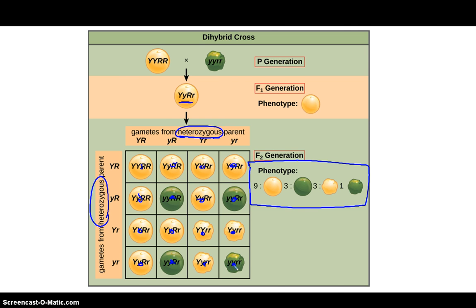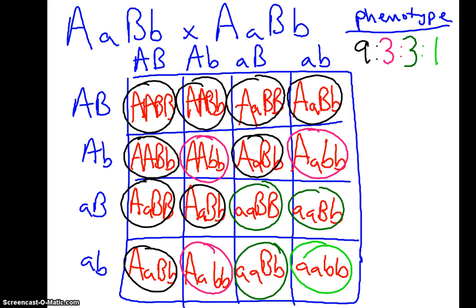So 9-to-3-to-3-to-1. We can look at the same thing in my own writing, if you can make this out. I'm not going to have you do out a full Punnett square, but just look: if we do a completely heterozygous dihybrid cross for, in this case, traits A and B, we should get 9 individuals circled in black that are the double dominant, 3 individuals in pink that are dominant for A but recessive for B, 3 individuals in dark green that are recessive for A but dominant for B, and then 1 individual way down here in the corner that's the double recessive. It's recessive for both A and B.